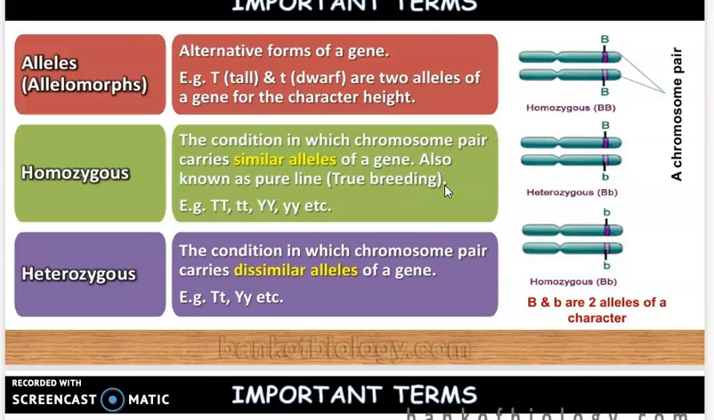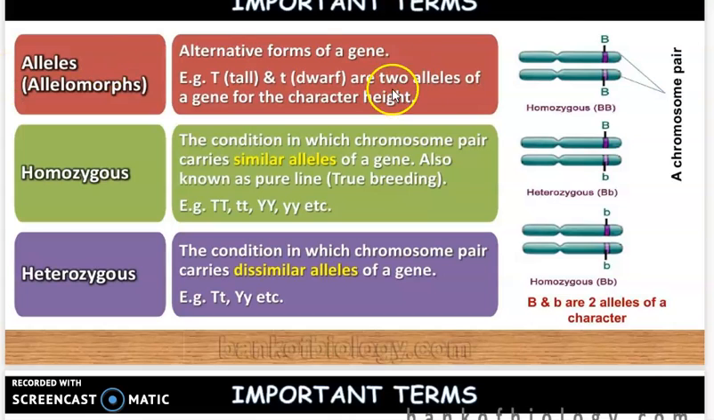And coming to heterozygous, the condition in which the chromosome pair carries dissimilar alleles of a gene. If they carry dissimilar alleles of a gene, such a condition is called heterozygous. Okay, the condition in which the chromosome pair carries dissimilar alleles. Similar alleles means homozygous. Dissimilar means one will be capital B and the other one will be small b, or else take tallness, capital T and small t. So capital T is one allele and small t is another allele. And they are not similar, they are dissimilar. So such a condition is called heterozygous.